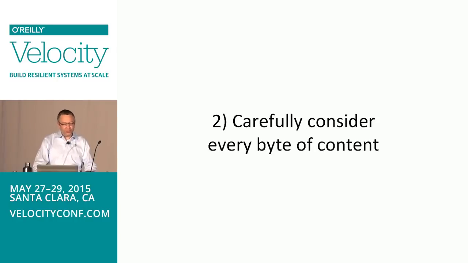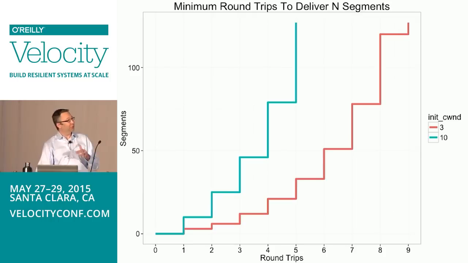The second thing that you should do is to carefully consider every byte of content. For HTML, this is less important than it used to be in the recent past. With an initial congestion window of 10, slow start squeezes you less than it used to. But still, it pays to be aware of the edges that are imposed by the TCP algorithm. You should try to fit in 10 segments or in 25.